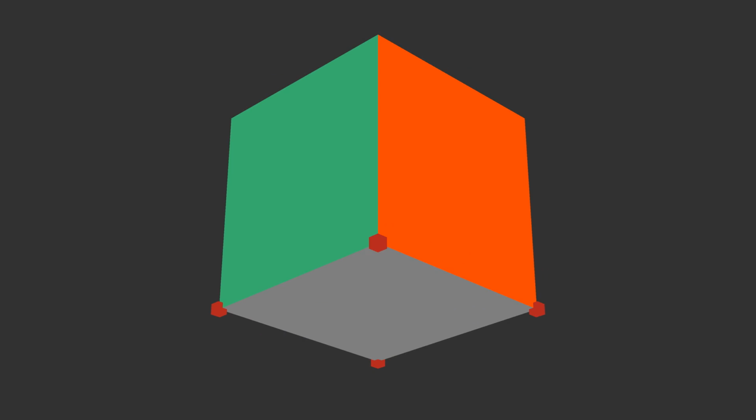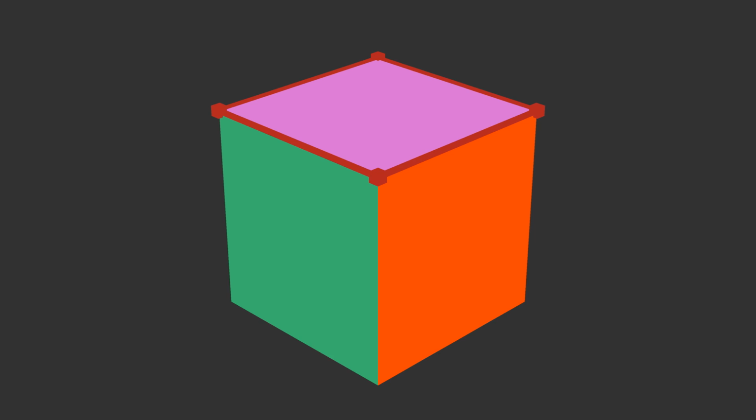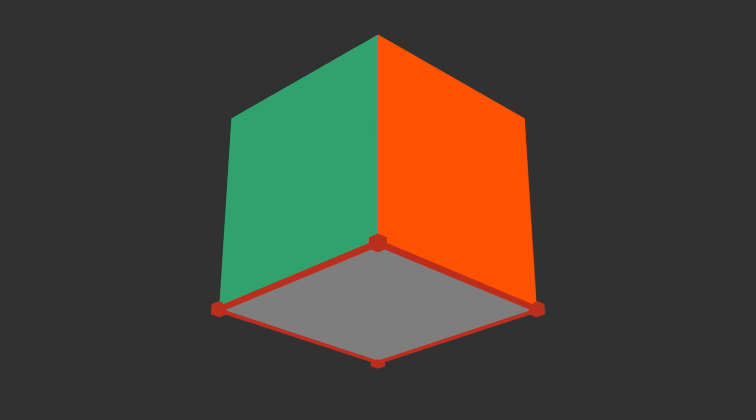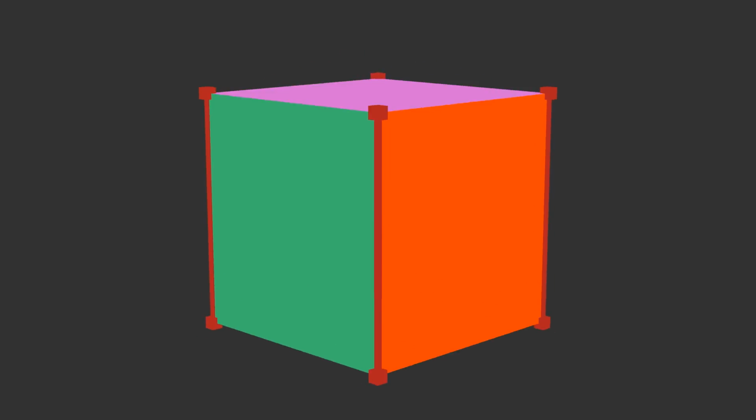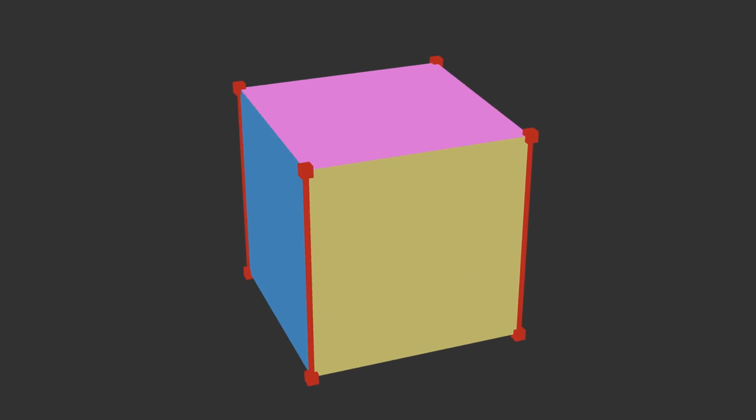A cube has 12 edges. The top has 4 edges like this. The base has 4 more edges. And finally there are 4 edges around the sides of the cube.